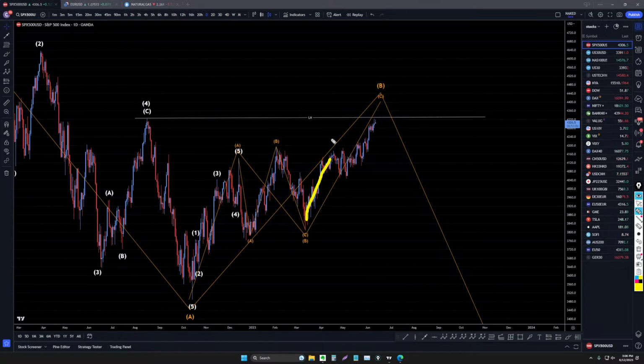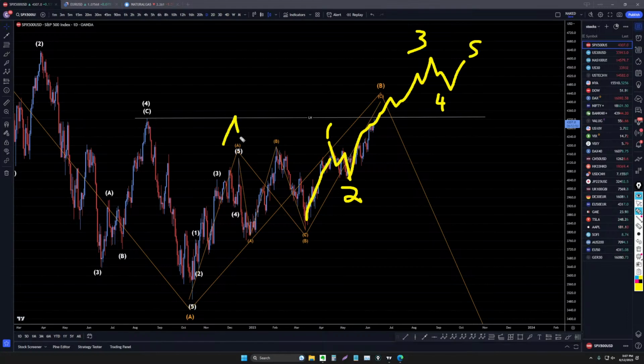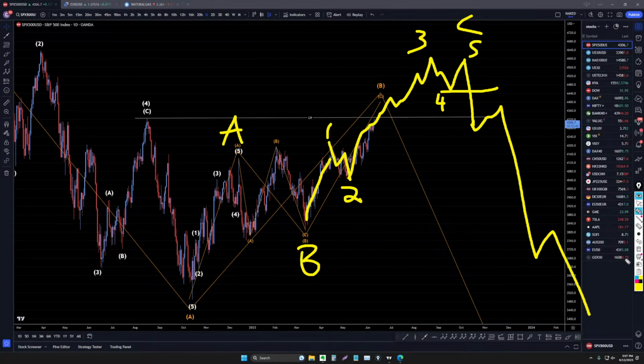It looks like a 1, it looks like an ABC of 2, and it looks like we're in a wave 3. So eventually it's probably going to finish off a 3, 4, 5 of C. This is the A, ABC of B, uptrend for the C. Eventually we'll get a break of structure, which will show us the wave C is over, and most likely the continuation of the downtrend.